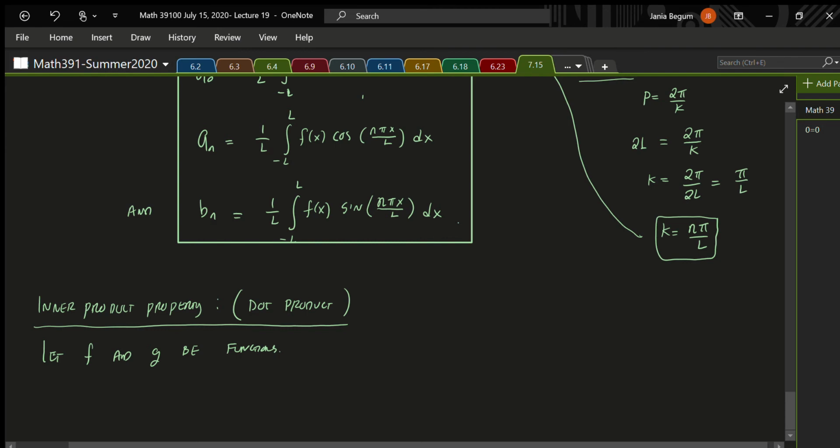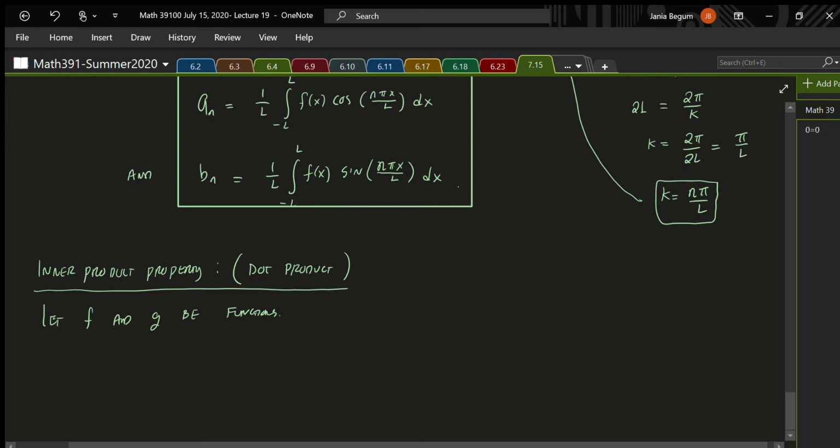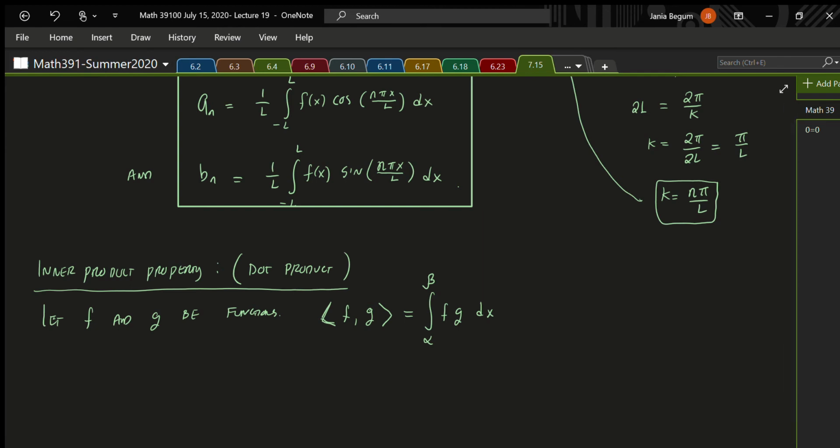Okay, so this is a claim: the inner product, you write them like this, the inner product of f and g, is in integral form, from alpha to beta. You integrate over a finite interval f and g dx. So that's how we represent the inner product of two functions as an integral.